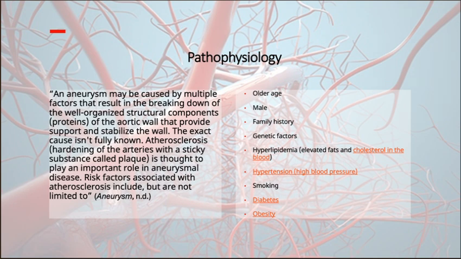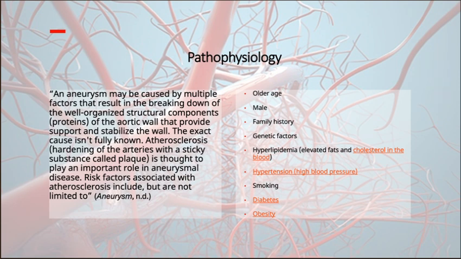Aneurysms may be caused by a multitude of factors that result in the breaking down of well-organized structures within the aortic wall. The primary causes of aortic aneurysms are arteriosclerosis, hypertension, genetic factors, age, smoking, family history, infections and inflammation, trauma, and there's other conditions such as high cholesterol and diabetes that can contribute to the risk of developing an aortic aneurysm.